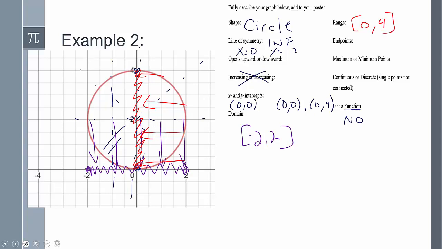There are no endpoints. Now, an example of what I mean by endpoints would be like if my graph did this, right? Like just stopped there. I could say that that's an endpoint and that's an endpoint. So there's no endpoints. Max and minimum. Well, this is my lowest, so I have a minimum at (0, 0), and then I have a maximum at (0, 4). Is it continuous? And is it a function? No.